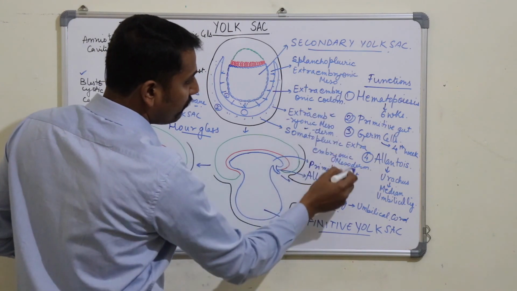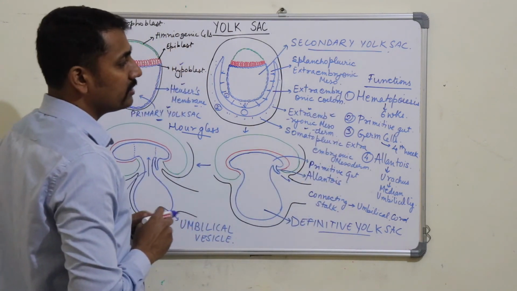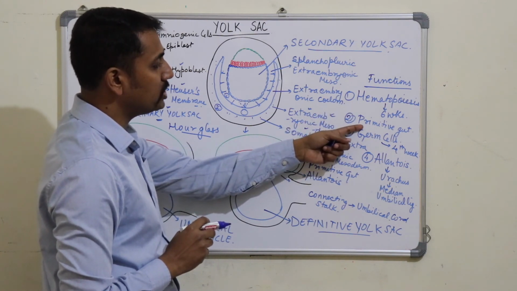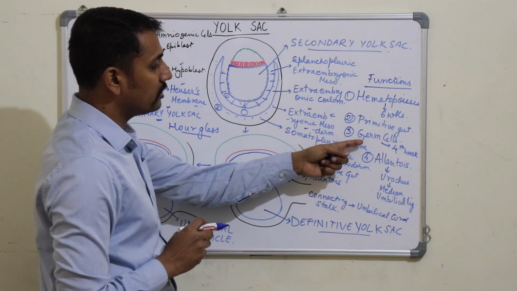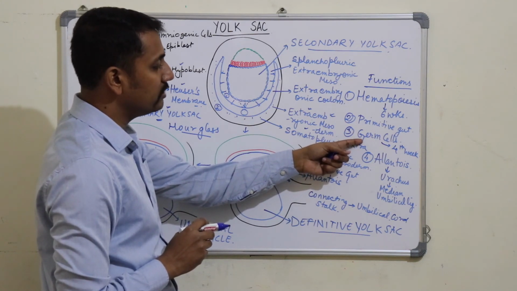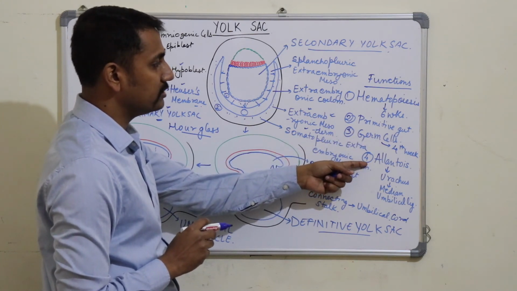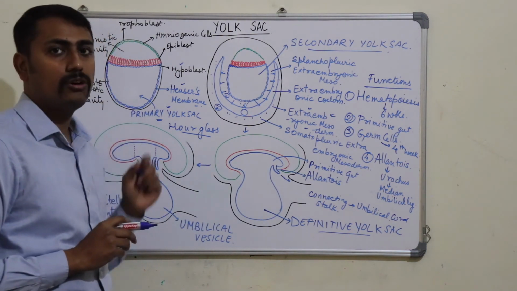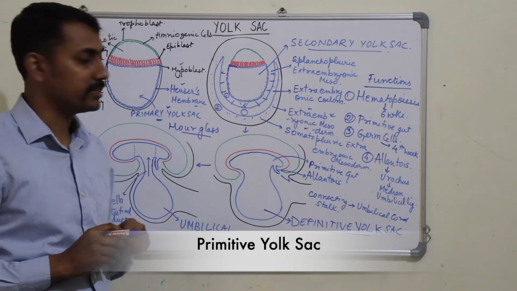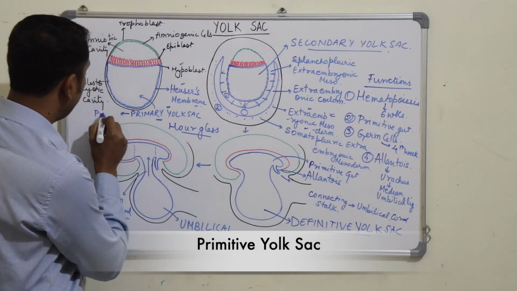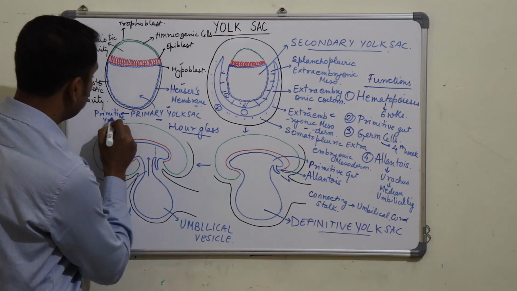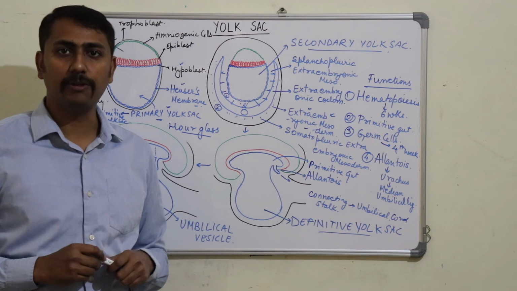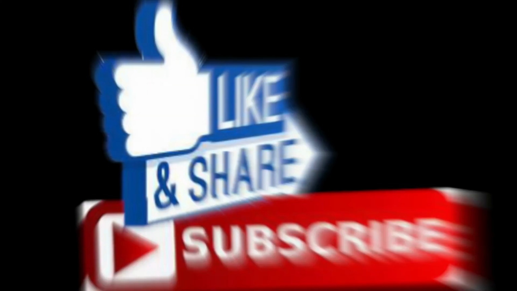So these are the 4 functions of the yolk sac. That is, first is the hematopoiesis, second is the formation of the primitive gut tube, third is the formation of the germ cells, fourth is the allantois. Okay. Also, the primary yolk sac is also known as primitive yolk sac. So this is all about the yolk sac. Thank you very much.